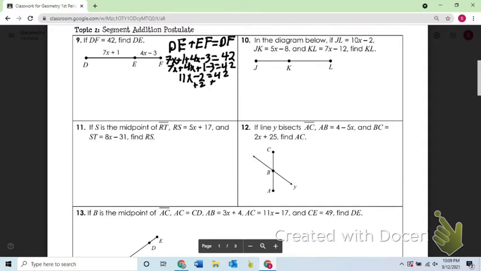So we're going to add 2 to both sides, and we get 11x equals 44. Divide both sides by 11, and we get x equals 4.